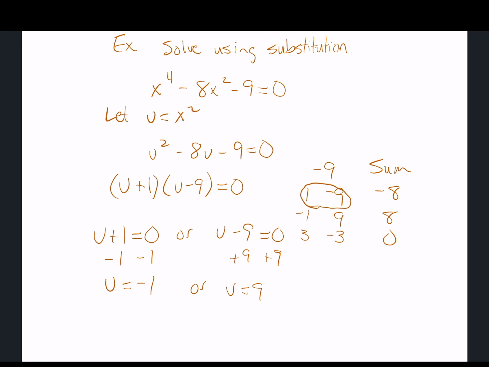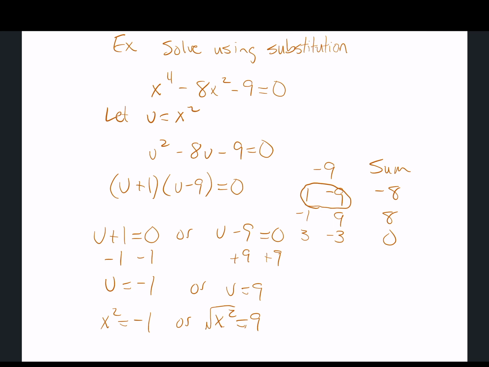Now, what did we have in the first place? Well, we can back substitute. Everywhere we see a u, we can put an x squared. So x squared is equal to negative 1, or x squared is equal to 9. Can we take the square root of both sides? Well, let's start with the one on the right. x squared equal to 9.